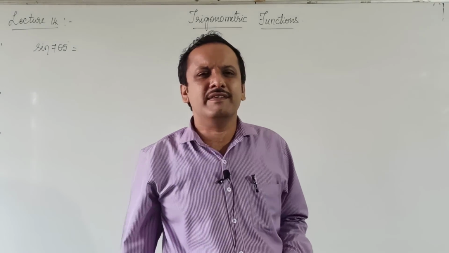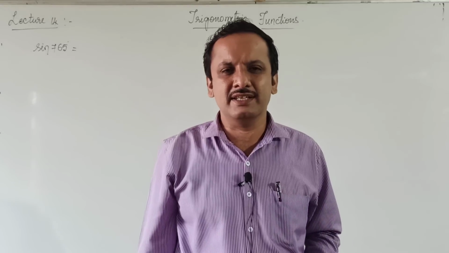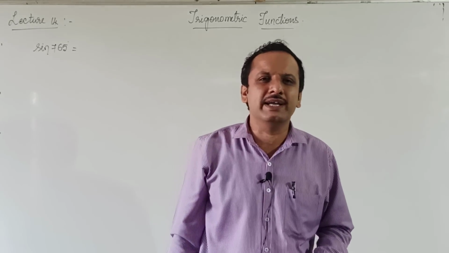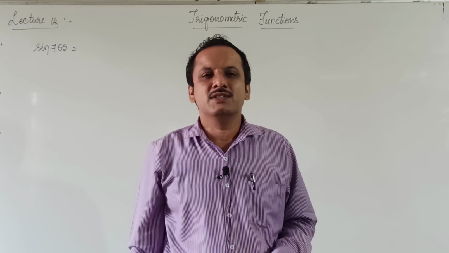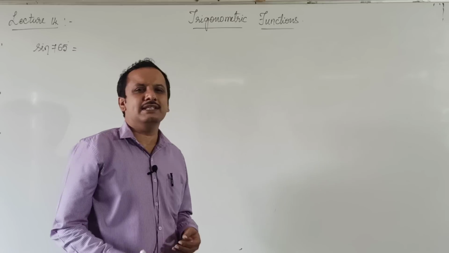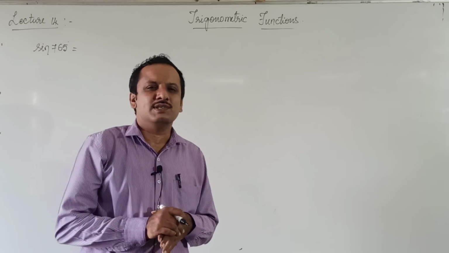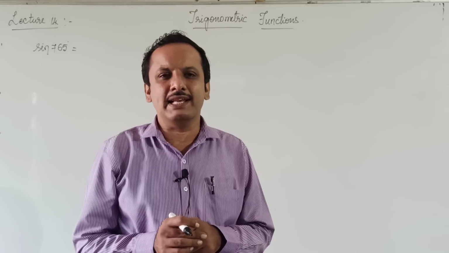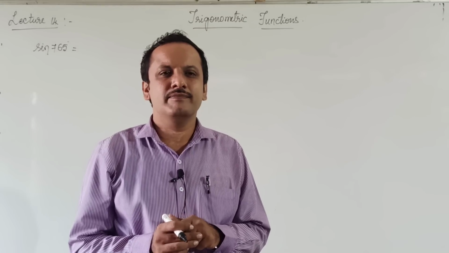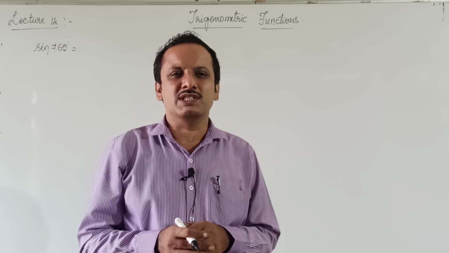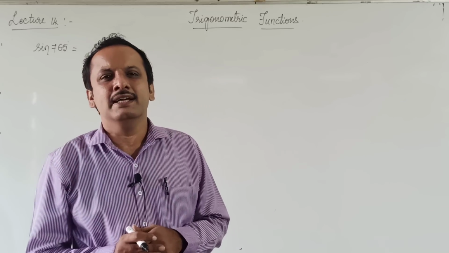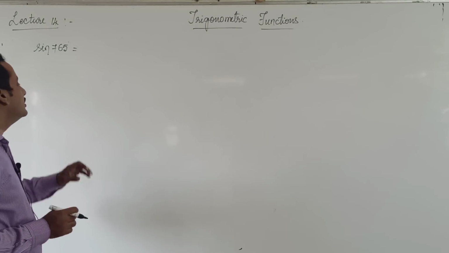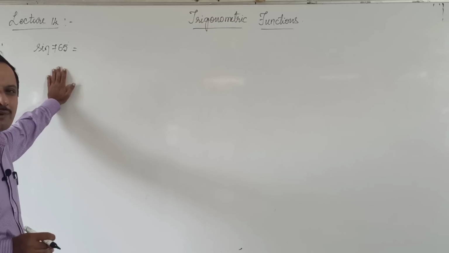As you know, whenever the angle is more than 360 degree, what we do is subtract 360 degree, or any multiple of 360 degree, so as to ensure that this angle is between 0 and 360 degree. For any given trigonometric function, if you add or subtract any multiple of 360 degree, there is no change in the value of that trigonometric function. So you can subtract 360 or any multiple of 360.